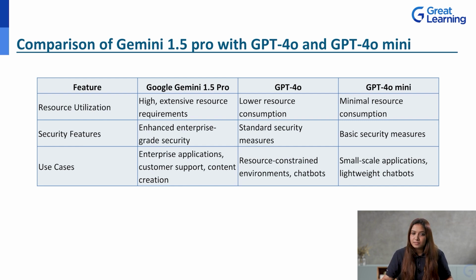So this is the basic difference across a few of the major features of the models, having a good way of representation, be it in Gemini 1.5 Pro or GPT-4o or GPT-4o mini.